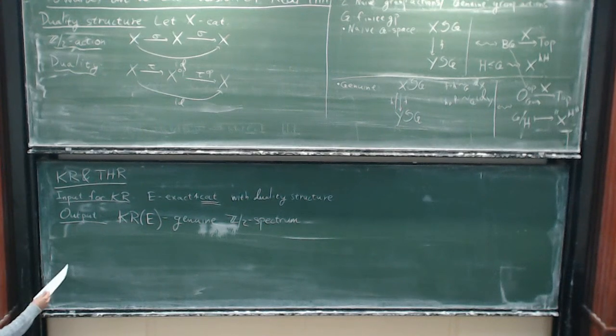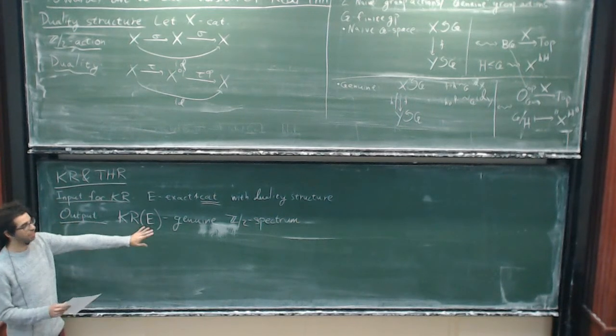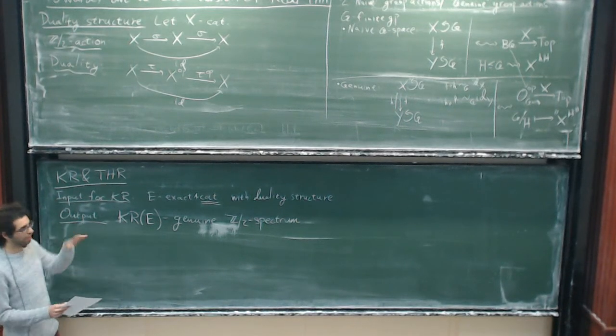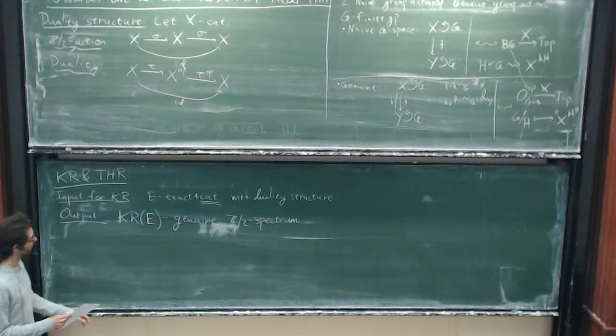Okay, so where was I? Yes, so you get a genuine Z/2 spectrum. So yeah, in the classical construction, you don't really get a spectral Mackey functor. You get something else. Maybe I can just say it very quickly.